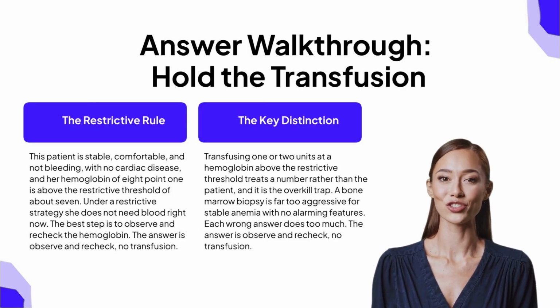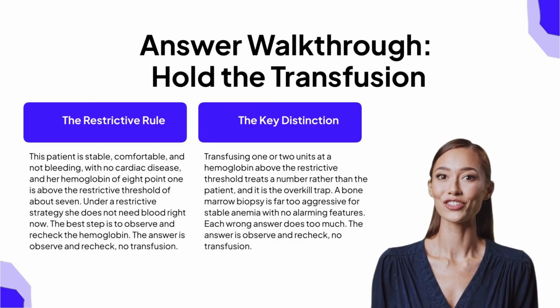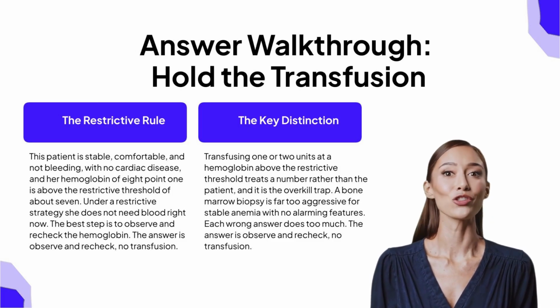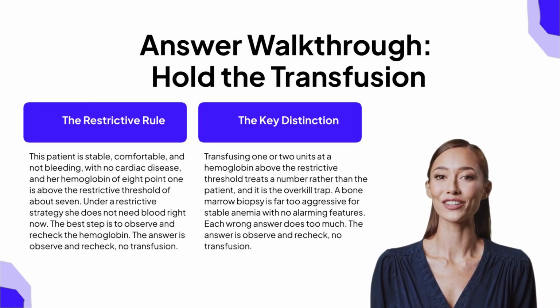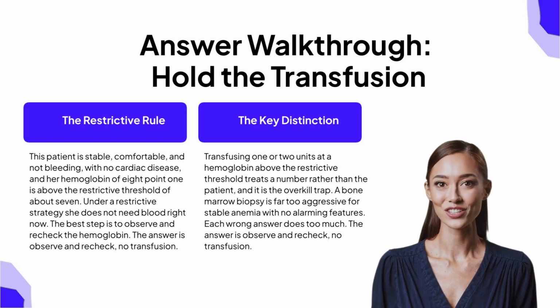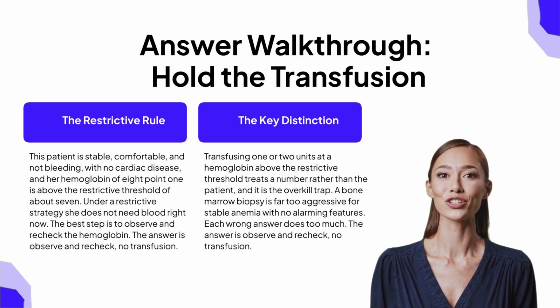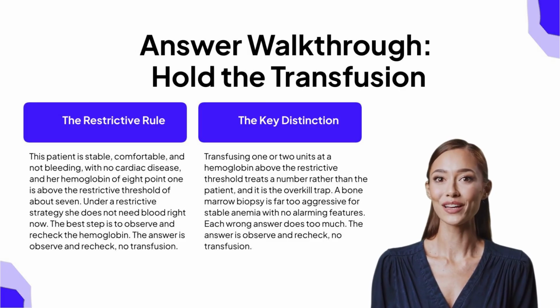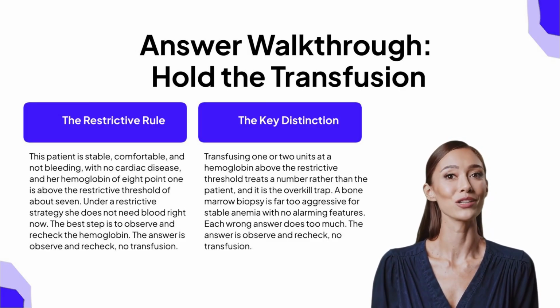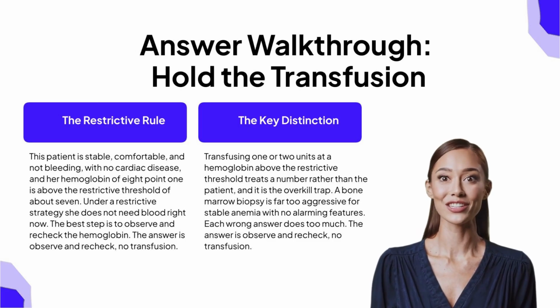Now, the key distinction between the wrong choices. Transfusing 1 unit or 2 units at a hemoglobin above the restrictive threshold is treating a number instead of the patient, and it is the overkill trap the writers plant in almost every transfusion question. A bone marrow biopsy is far too aggressive for stable anemia with no alarming features. Every distractor does too much. The correct answer is to observe and recheck the hemoglobin without transfusing. When the patient is stable and above the threshold, the disciplined answer is to wait.